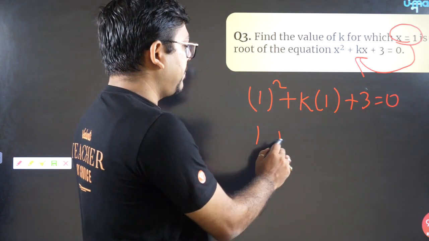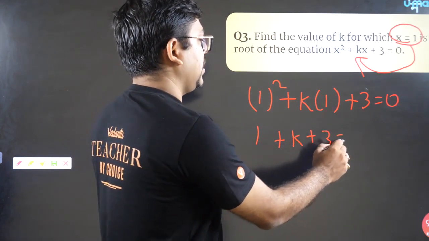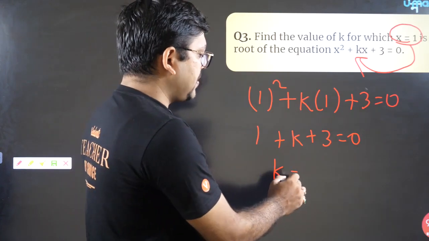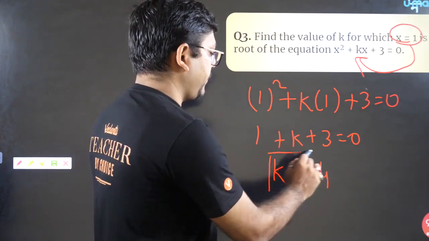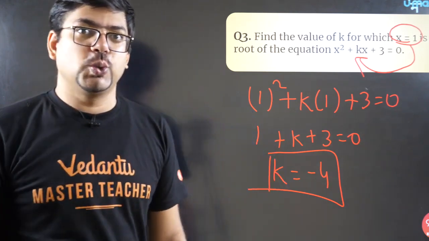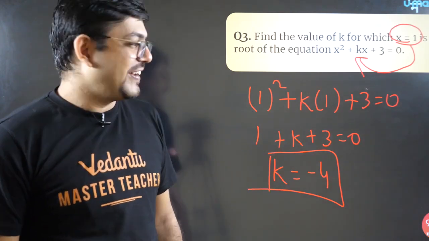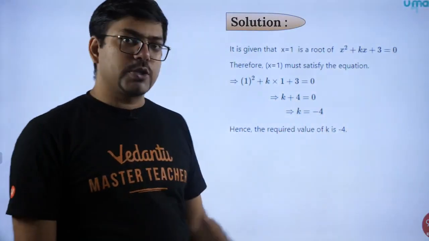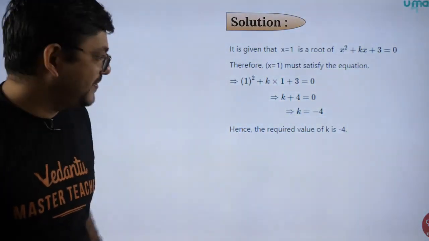So 1 square 1 plus k plus 3 equals to 0. So you have got 1 plus 3, 4, k plus 4. So that means k will be equals to -4. Fine. So you have got k equals to -4 and hence you got the value of k. Fine. Let's check it out. Here's the solution. Yup, k equals to -4. We got the answer.